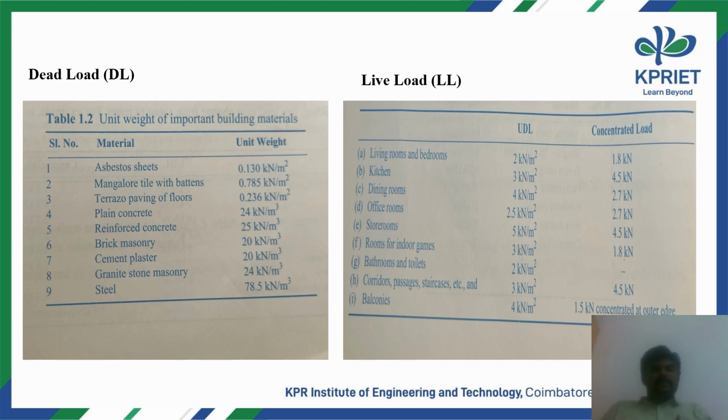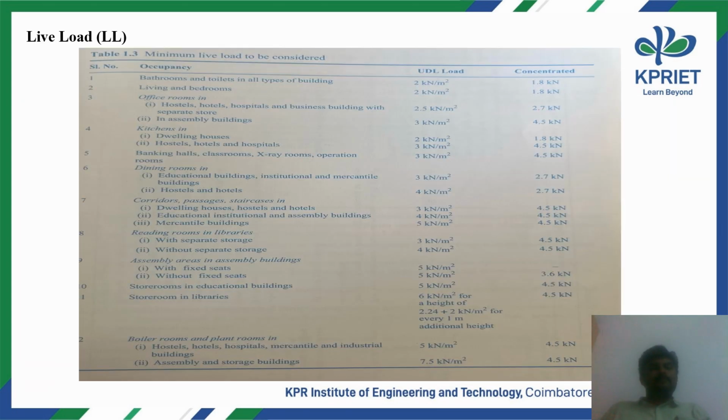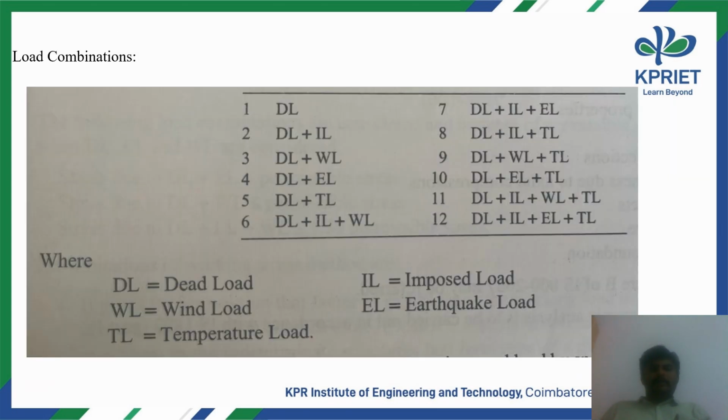And then as per IS 875 part 1, you can get the dead load of materials, it may be asbestos or brick masonry and steel. Live load means it is a temporary load. You will get live loads of members based on the purpose. In the case of a kitchen or dining hall, you will get it from IS 875 part 2. And there are 12 load combinations, shown here, such as dead load plus imposed load or wind load, already discussed in the previous slides.